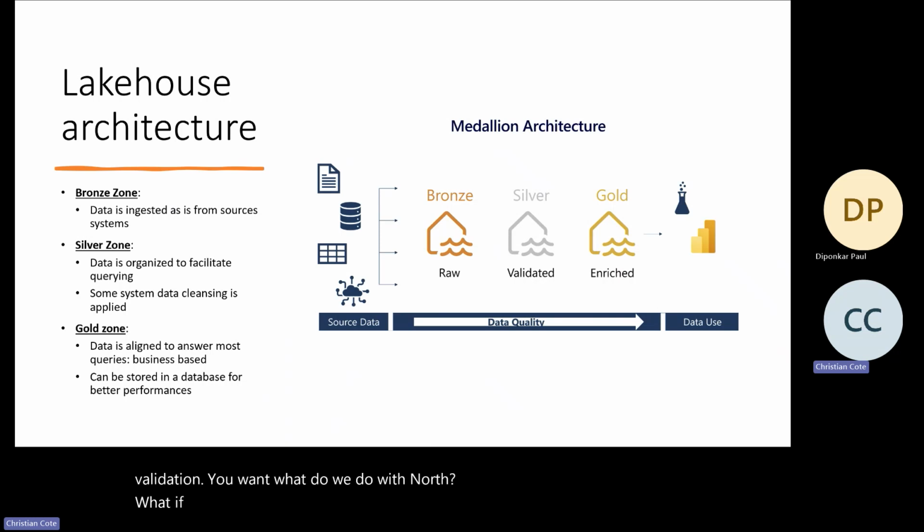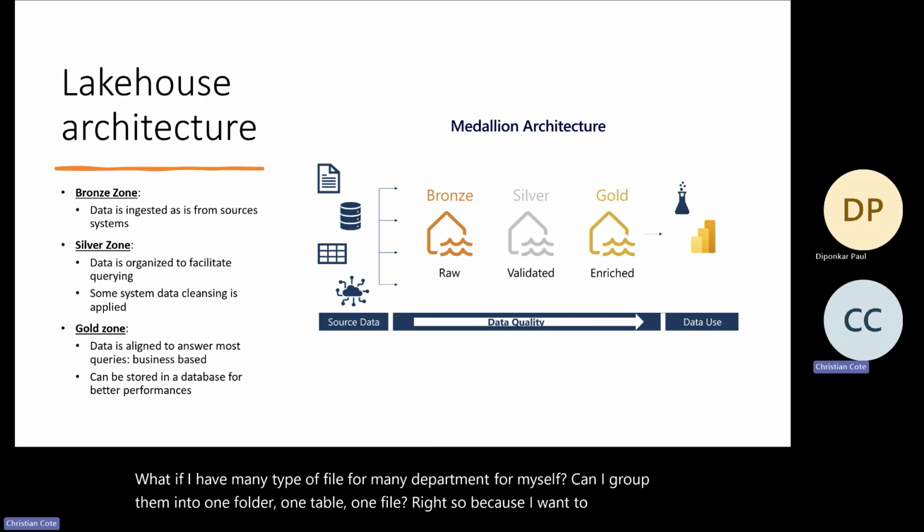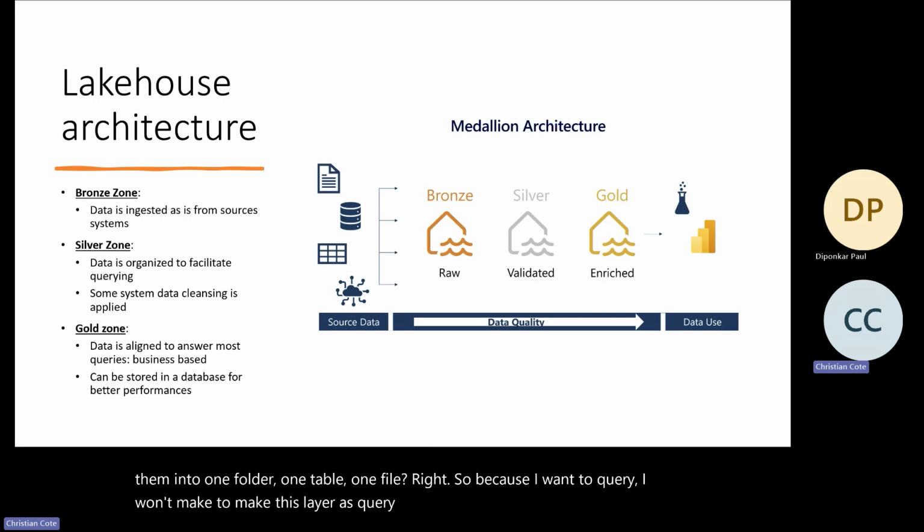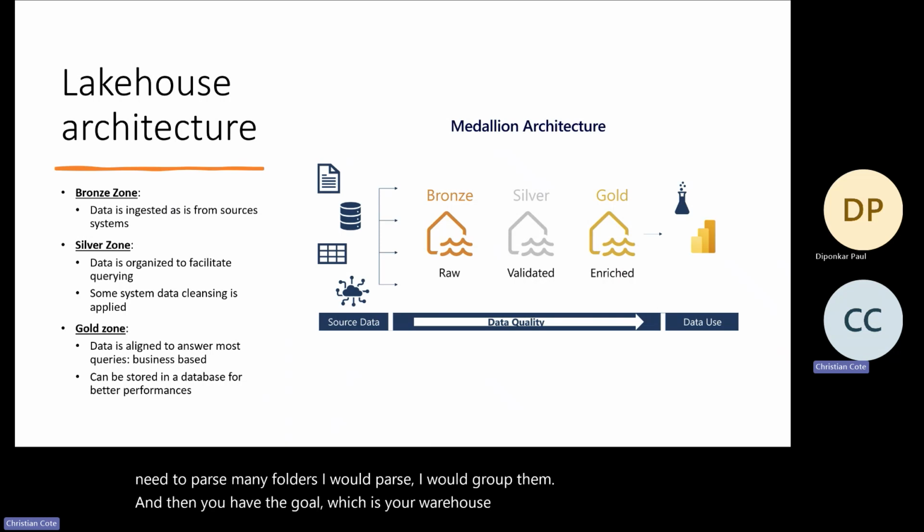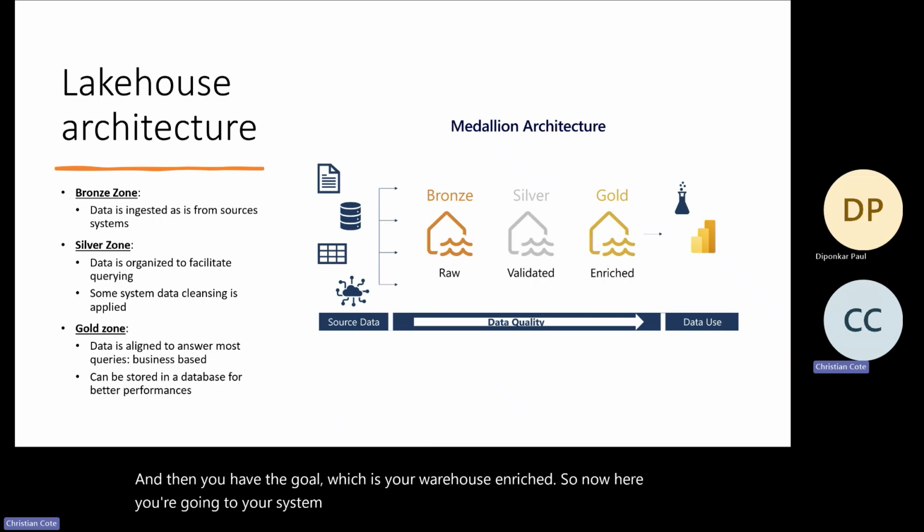If I have many types of files for many departments for my sales, can I group them into one folder, one table, one file, right? Because I want to make this layer as queryable as possible, easy to query, so I don't need to parse many folders. I will group them. And then for that you have the gold, which is your warehouse enriched. So now here you're going to do your system validation.